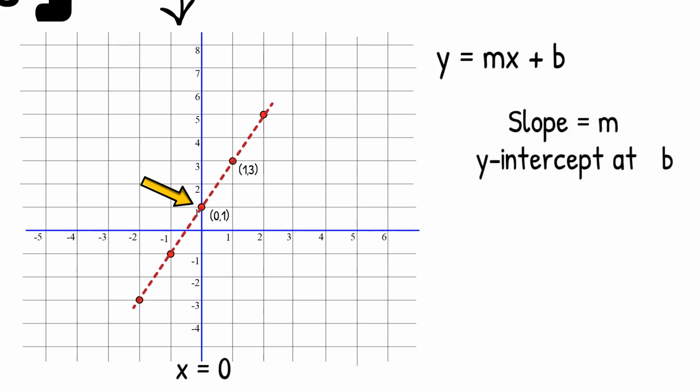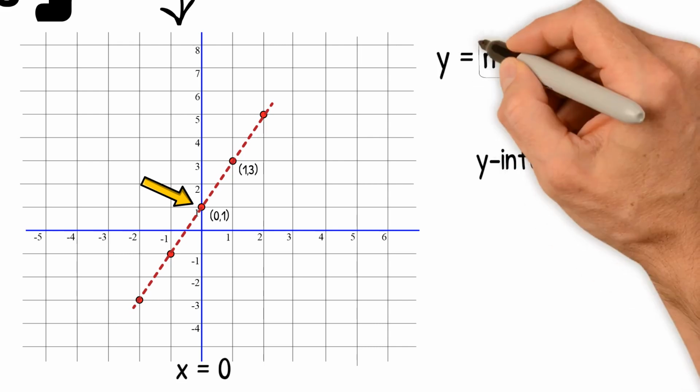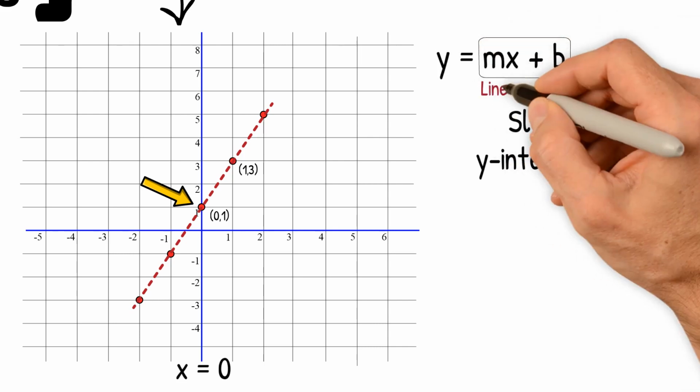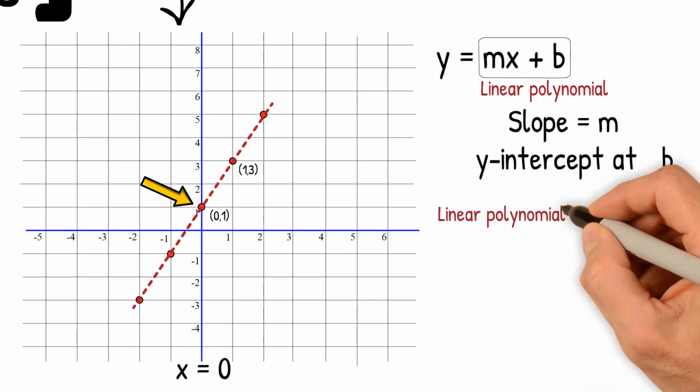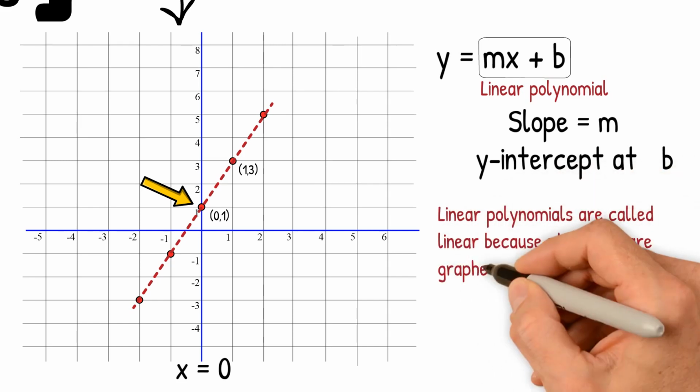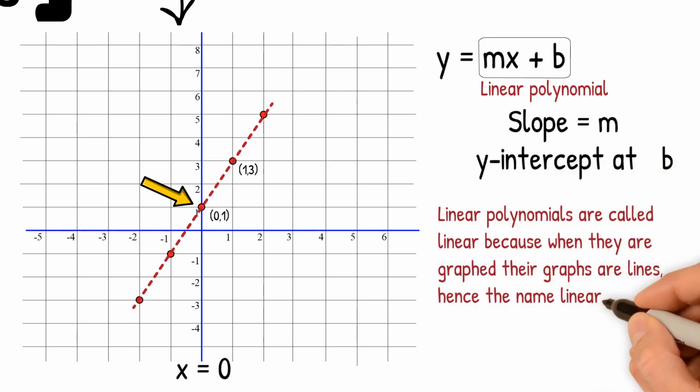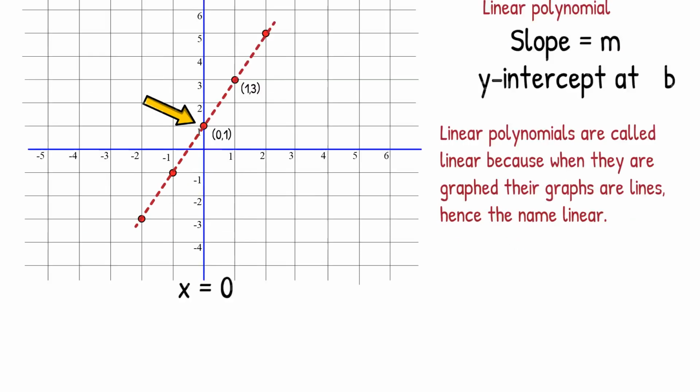The algebraic expression on the right side of the equation, mx plus b, is a linear polynomial, since its highest power of x is 1. This justifies the terminology, since we're talking about linear equations. Linear polynomials are called linear because when they're graphed, their graphs are lines, hence the name linear.